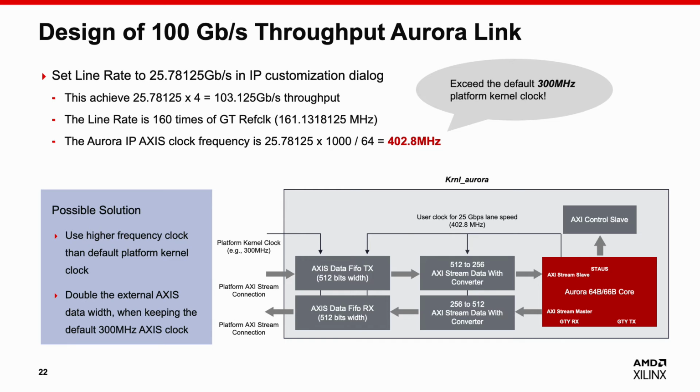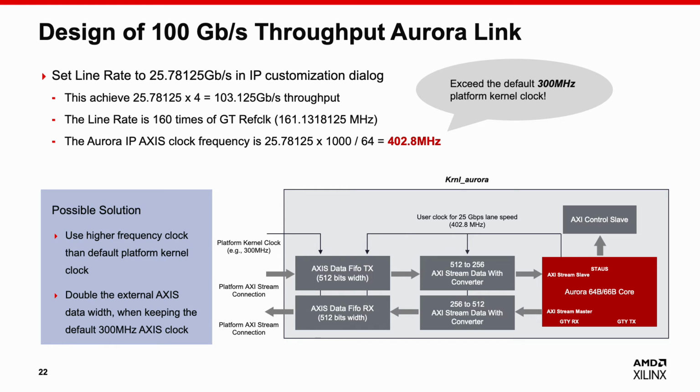Please note this frequency value exceeds the default 300 MHz platform kernel clock. So if we reuse the design structure of the 40 gigabits per second case, there will be a performance bottleneck here, as well as data loss brought by the FIFO overflow here. To address this problem, we can either use a higher platform kernel clock or increase the external AXI stream data bus width. This block diagram depicts the latter method.